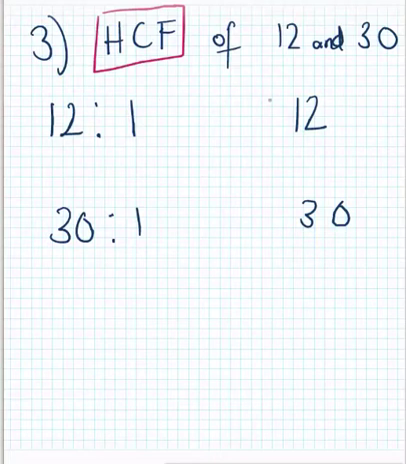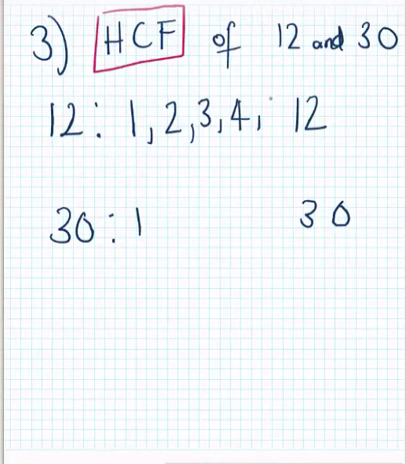So after 1, I have 2. Can 2 go into 12? Yes, 12 divided by 2, I know is 6. Can 3 go into 12? Yes, 12 divided by 3 is 4, so 3 can go in there. That means 4 can go in there, and I know that 6 can go in there. 5 can't, so 6 comes next, and I stop there. Once I've reached halfway, you can stop, because you won't be able to divide any more numbers evenly. So they are all the factors of 12.